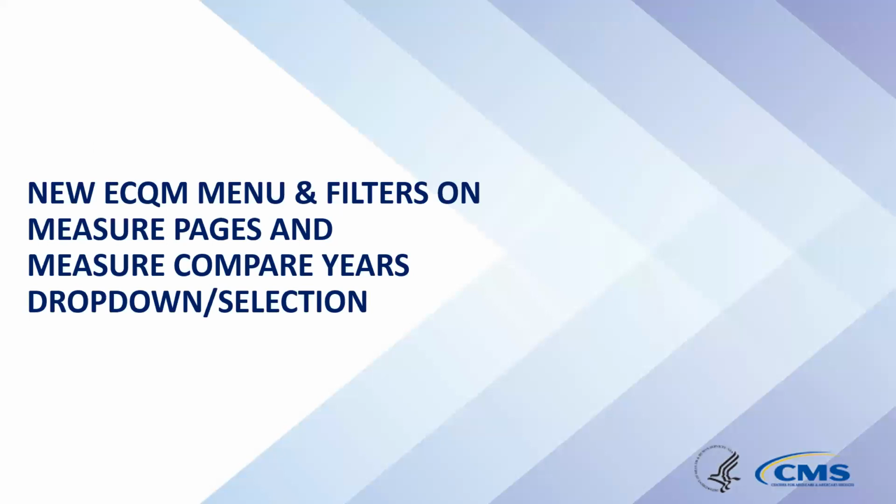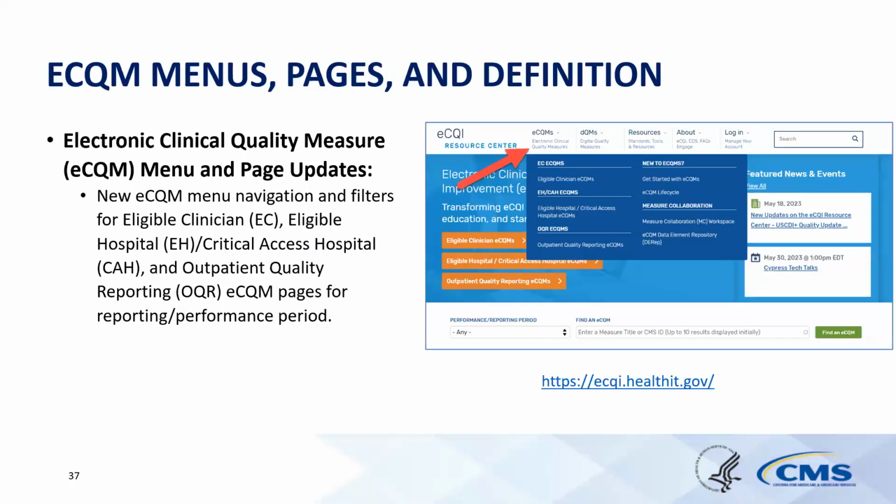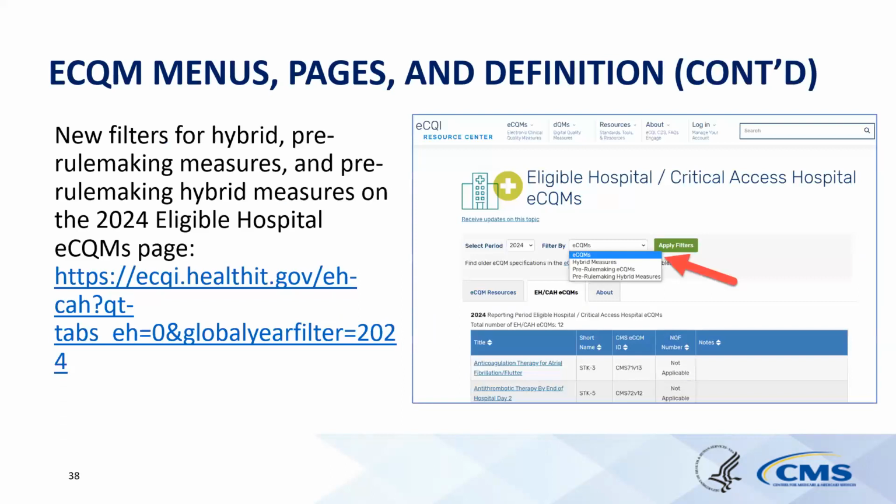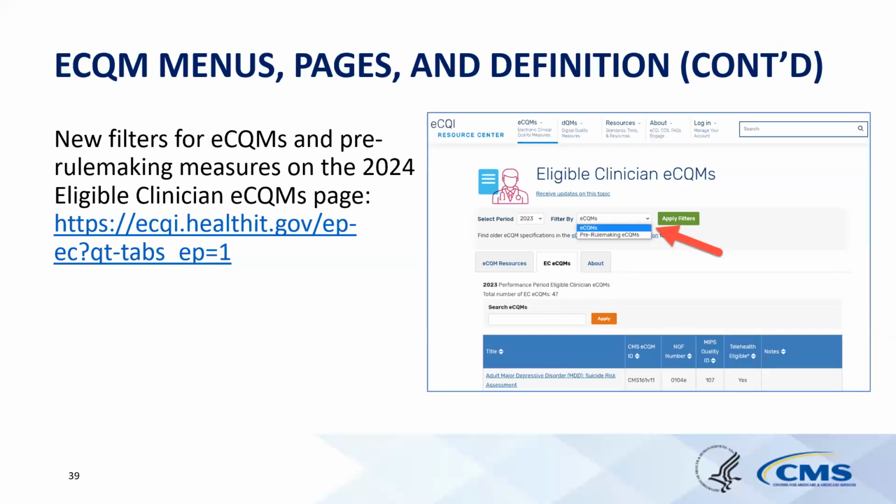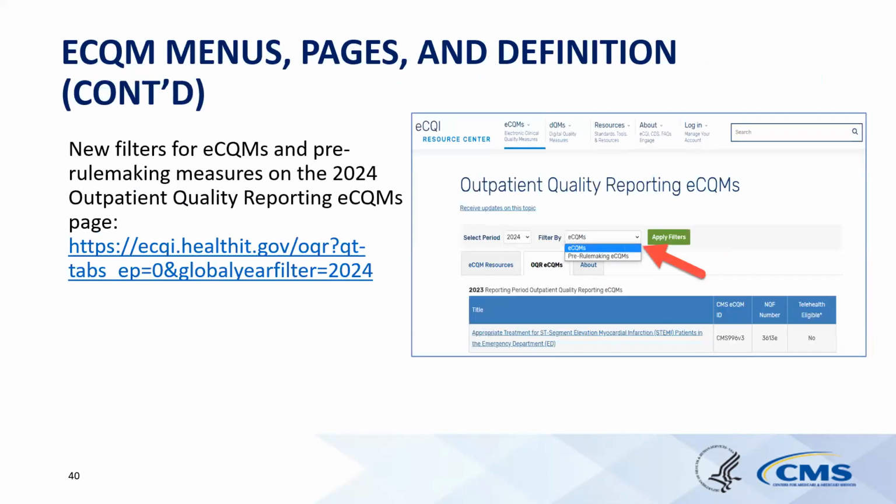Next slide talks a little bit about how the Resource Center has updated the eCQM menu and filtering structure on the site. Next slide. The main menu navigation now includes eligible clinician, eligible hospital critical access hospital, and outpatient quality reporting eCQMs. Next slide. Filters for the eligible hospital include eCQMs, hybrid measures, pre-rulemaking eCQMs, and pre-rulemaking hybrid measures. Next slide. Filters for eligible clinicians are eCQMs and pre-rulemaking eCQMs. And last but not least, next slide, filters for outpatient quality reporting include eCQMs and pre-rulemaking eCQMs.